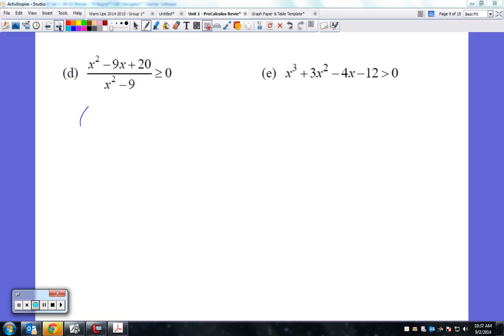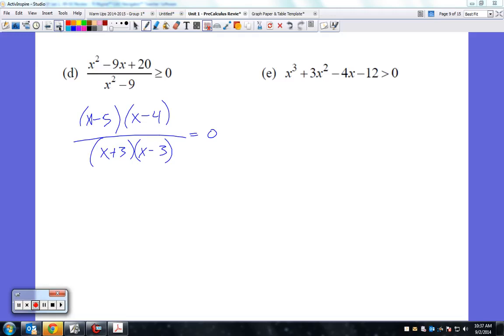Okay, so factor the top. Factors to what? Yep, x minus 5, x minus 4. Anyone, how about the bottom? Yes, the bottom is a difference of what? Squares. So plus 3 minus 3 greater than or equal to 0. I know I'm going to evaluate that. I'm just going to use the equals.